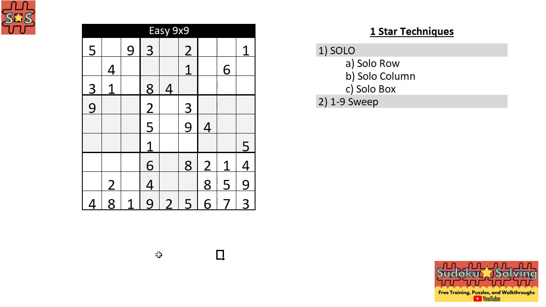Now, surprise, surprise, we have a column that has one open cell. Let's count it up. 1, 2, 3, 4, 5, 6, I don't see 7, 8, and 9. What goes in that cell? A 7. Perfect. So that's how you use the solo technique. We did a solo box, solo row, and a solo column. Let's work on the 1 through 9 sweep.